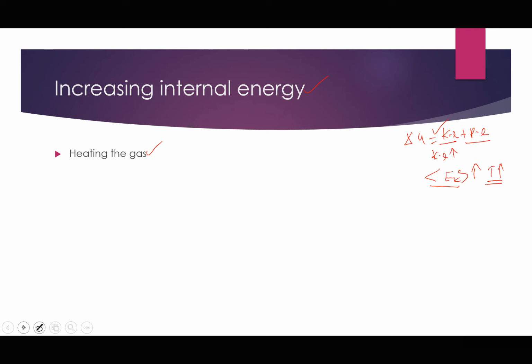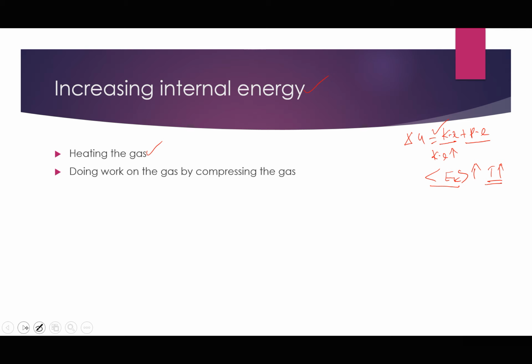Number two, other than heating the gas, we can do work on the gas. Think of a balloon which has been inflated, and you try to compress the balloon. All of a sudden, you see the balloon bursting simply because you are doing work on the gas, or on the air inside the balloon. By compressing the balloon, you are doing work on the gas in the balloon.